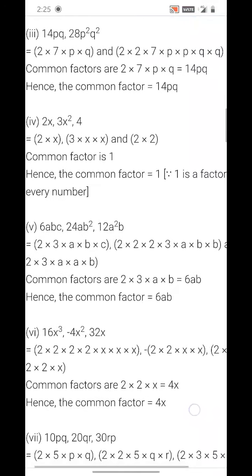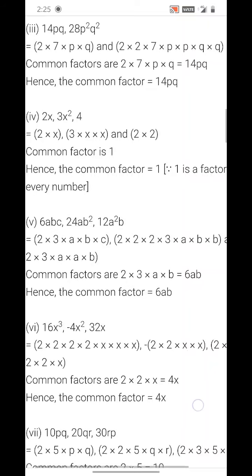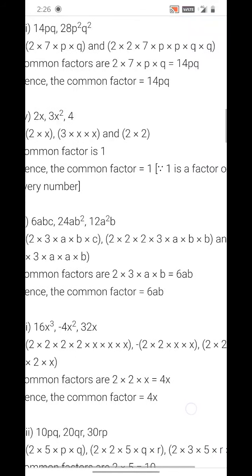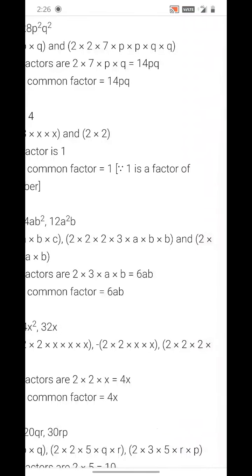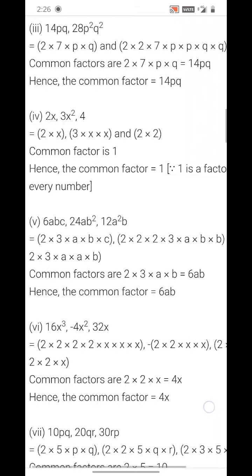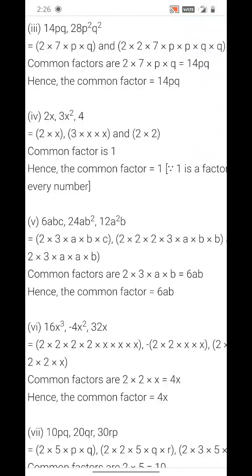While you look at the fifth part, you have to find the common factors of three terms. 6abc is 2 multiply 3 multiply a multiply b multiply c. For 24ab square, it is 2 multiply 2 multiply 2 multiply 3, a, and b square is b multiply b. And for 12ab, 2 into 3 into a into b. So the common factors are 2 multiply 3 multiply a multiply b, which is equal to 6ab.